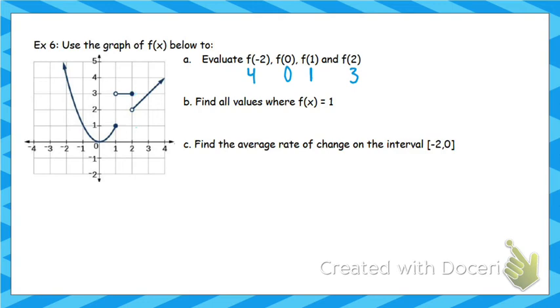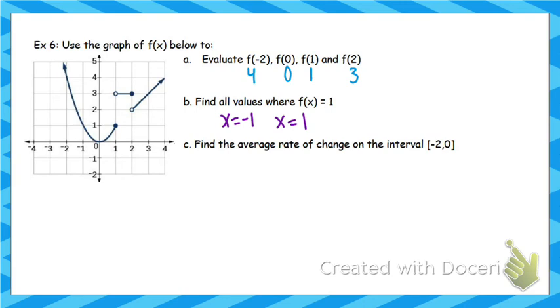Now on the other side of that, it says to find the values where f of x equals 1. So that means to list the x's when y equals 1. So I'm going to draw y equals 1. And there are 2 places where that graph touches, -1 and +1. All right, and then the last one, the average rate of change on the interval -2, 0. This is a really easy question to do, but the vocab kind of throws some people off sometimes.